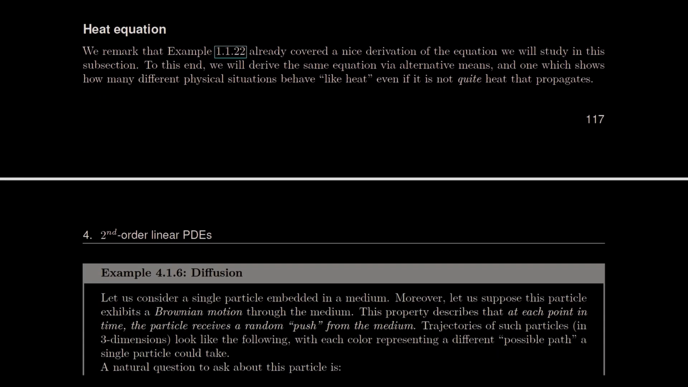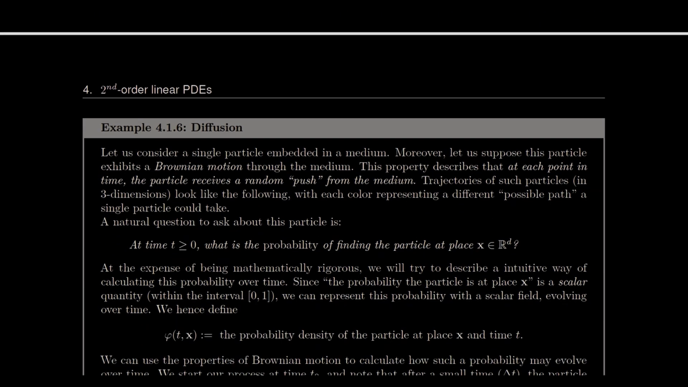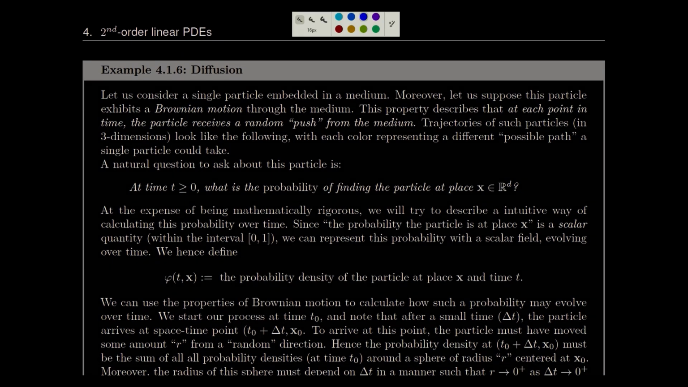We'll jump over to the heat equation. With respect to the heat equation, I already covered a very nice derivation of this in example 1.1.22. But we're going to cover a different one because I think there are good perspectives to be had from both. The perspective we're going to have on developing the heat equation is going to be diffusion. So rather than heat, we're going to allow ourselves any form of diffusion.